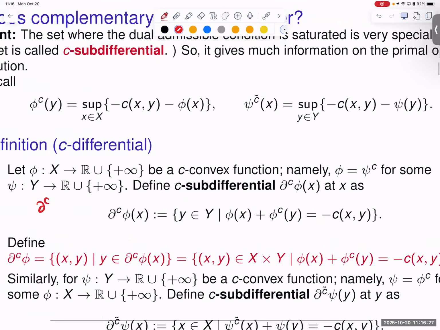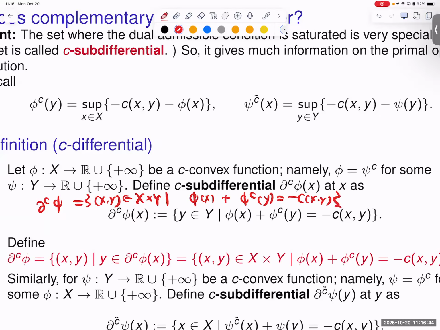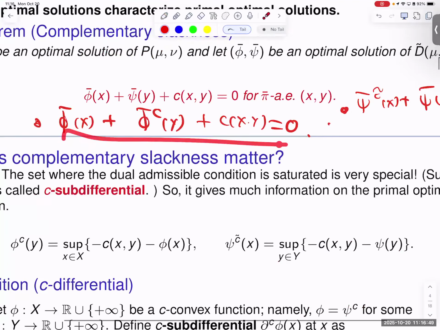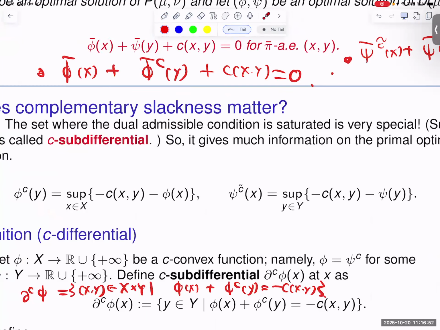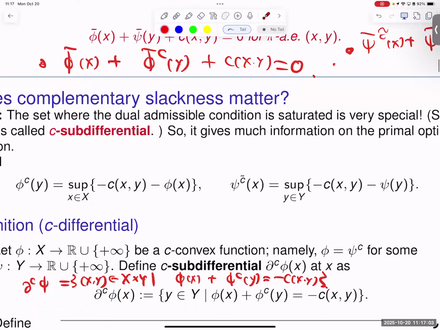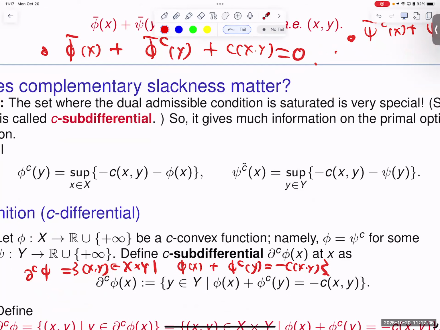You can define it as a set of pairs x and y in the product space where phi(x) plus phi^c(y) is equal to negative c(x,y). So this is exactly the set, for when phi was phi bar, this is exactly the set here. So the c-subdifferential is nothing but the pair of points where these conditions hold.